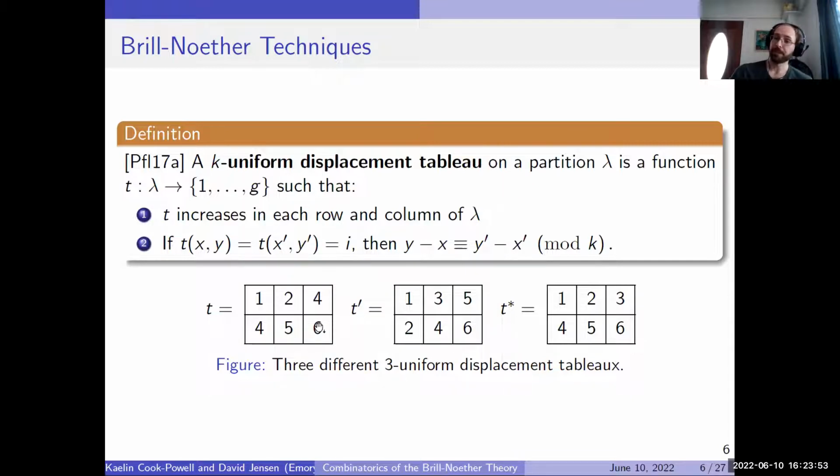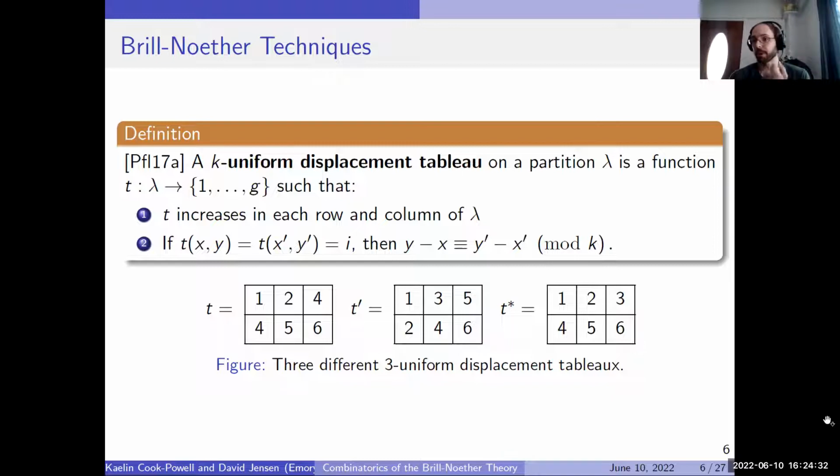So for example, this first tableau is a 3-uniform displacement tableau, and we see that the symbol 4 is repeated. If I look at the coordinates, the difference of the coordinates is, I think, -1 mod K, or you can think of it as a knight's move, 1, 2, 3 boxes over. One cookie-cutter way of checking if it's K-uniform is to say: if I see two symbols repeated, the lattice distance between them is a multiple of this uniform distance. So this is 3-uniform, 1, 2, 3.